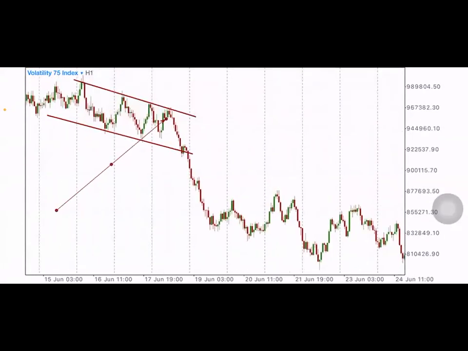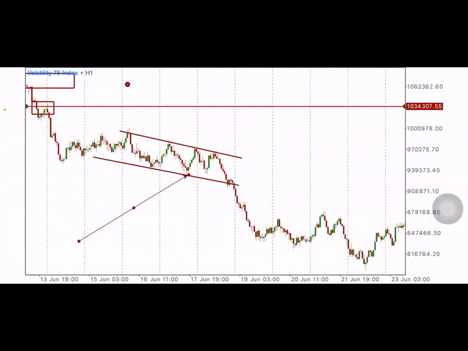Now, why would you want to buy from here? Why would you want to buy? No, I told you, every buy in a seller's market is a short trade. Look at it. Very short.